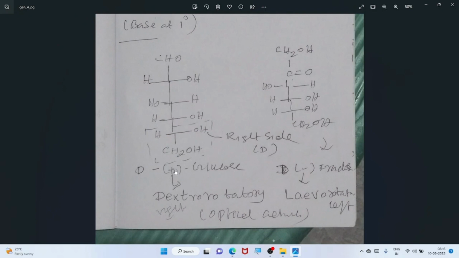Now what is this plus? Plus means dextrorotatory, that is related to optical activity. It rotates the plane of polarized light to the right side, whereas if you say minus, then it rotates the light to the left side. So the plus and minus signs are for optical activity. This is plus, this is minus. This is fructose, this is glucose. Here this is minus.